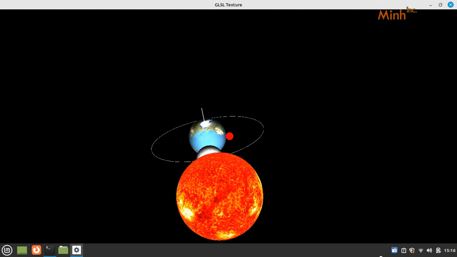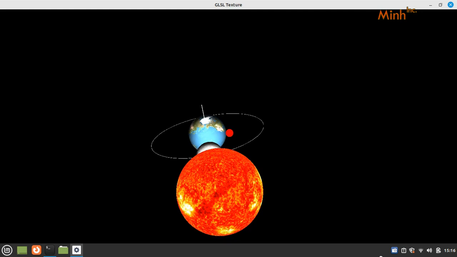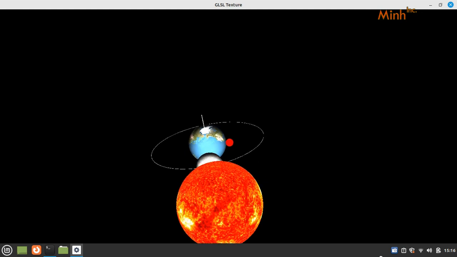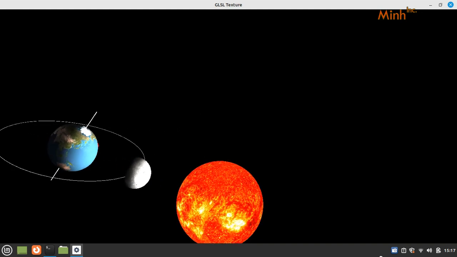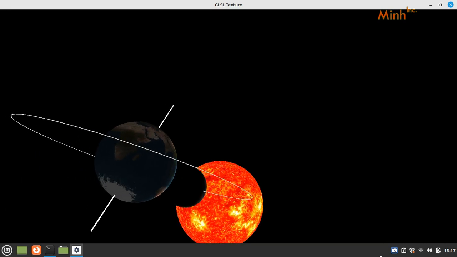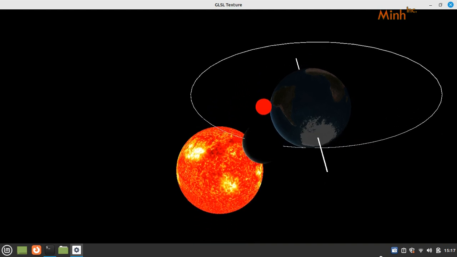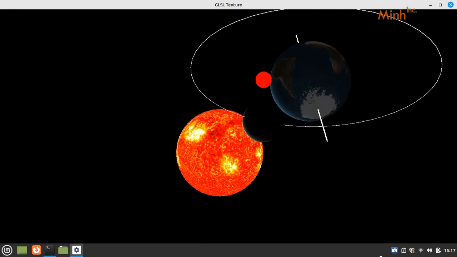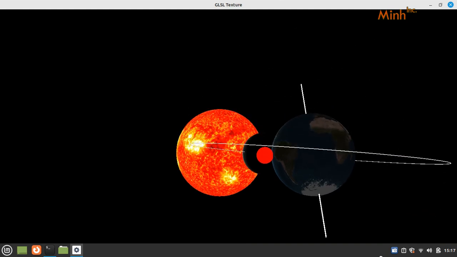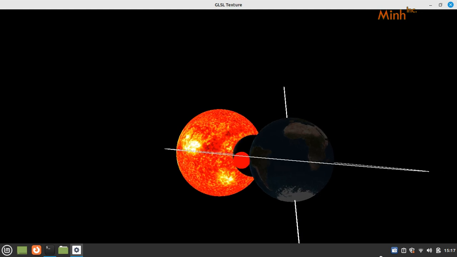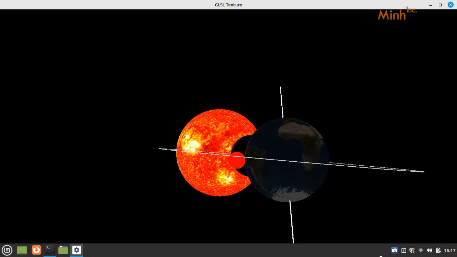Now the moon is coming exactly between the sun and earth. Now the person cannot see the moon at all. It's full dark. Okay, so the person cannot see the moon. I can rotate the moon a little bit. Okay, so the person cannot see the moon at all.